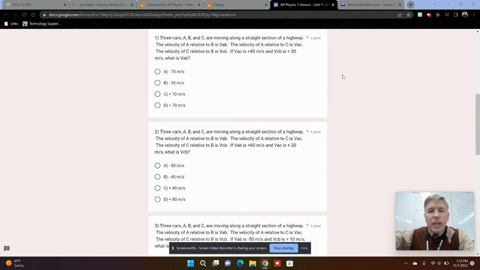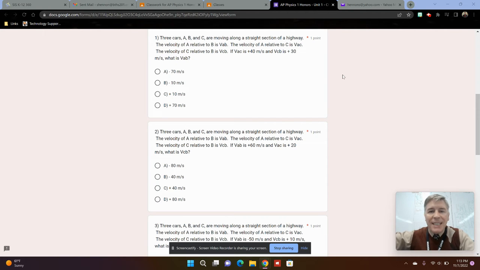So, number one says three cars, A, B, and C, are moving along a straight section of a highway. The velocity of A relative to B is VAB. The velocity of A relative to C is VAC. The velocity of C relative to B is VCB. So, they basically have described this. You're going to see this in question number two as well.